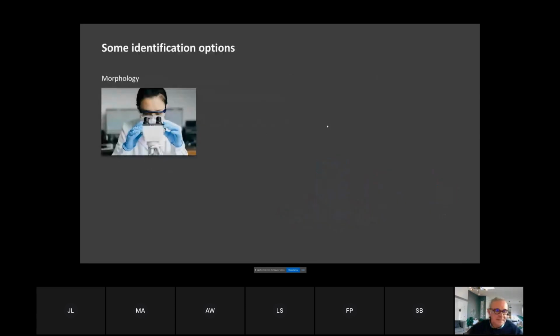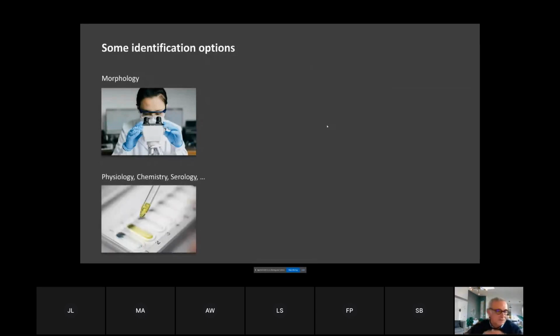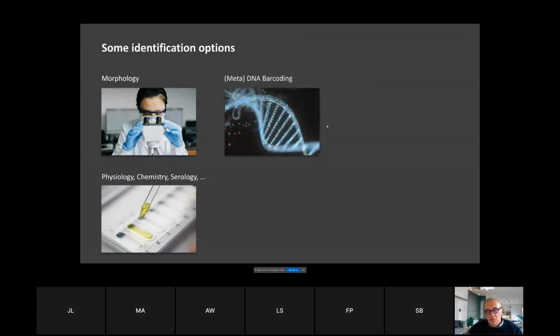So the idea is that we would like to use different types of methods for identification. Of course, we can still use morphology, we can use chemistry, physiological, serological based systems. We could also use DNA barcoding or metabarcoding. I think this is still one of the major systems for identification, and in the future it will probably be even more important, I mean, metabarcoding.